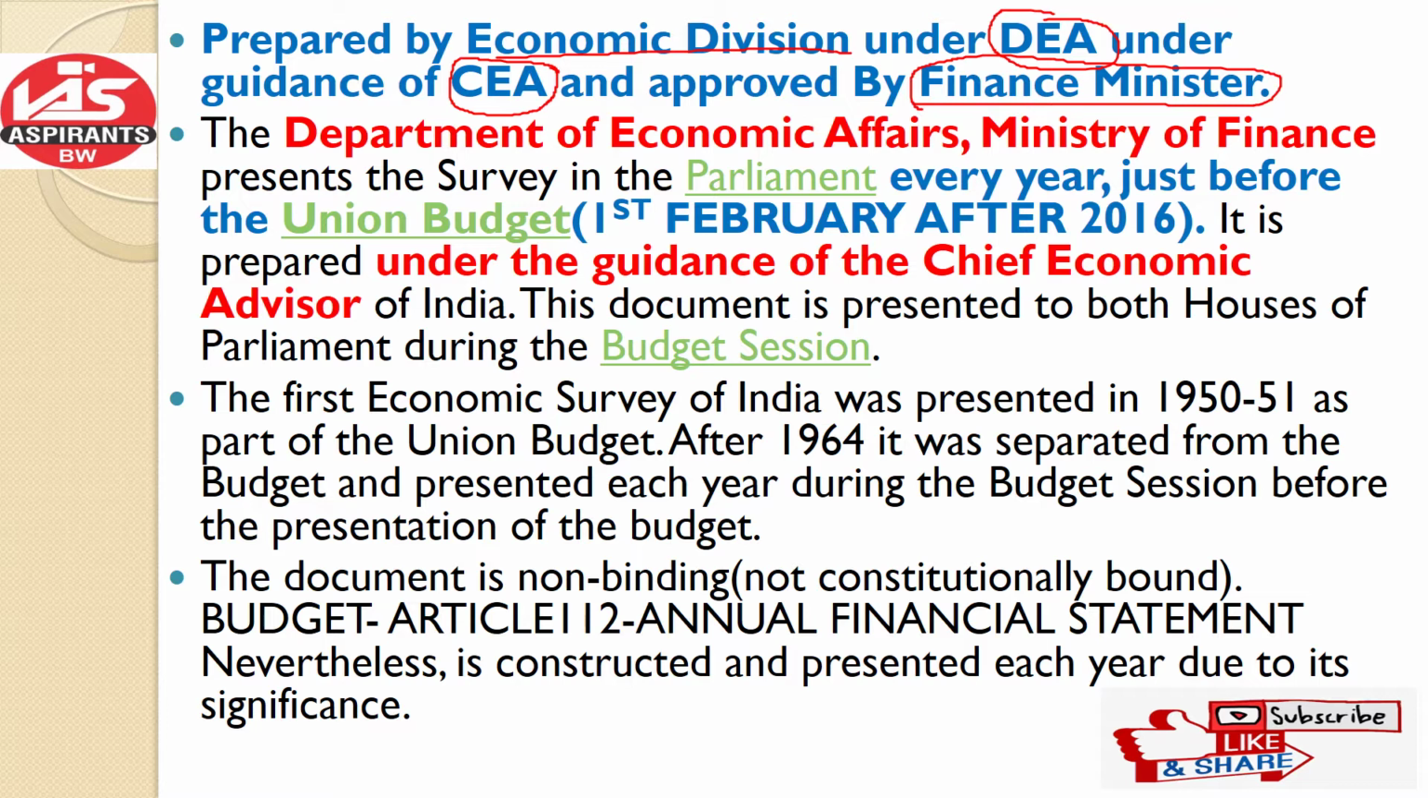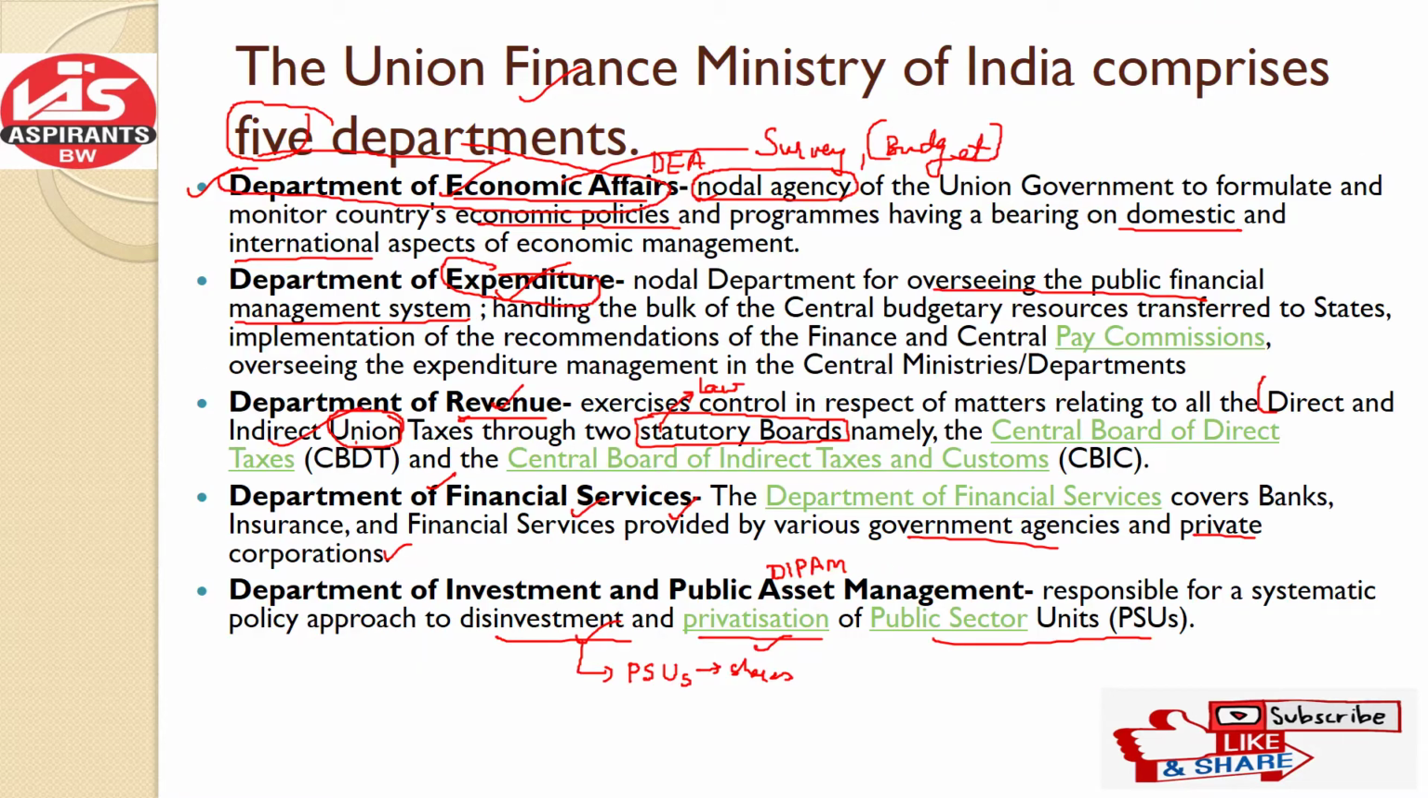Guidance किसकी है? Chief Economic Advisor की, and then finally it is approved by the finance minister. And also remember, there is a finance secretary, who is basically an IAS officer only. Right, now we have 5 departments. So who will become the finance secretary? Remember, the senior most IAS officer among all these 5 departments is made the finance secretary.